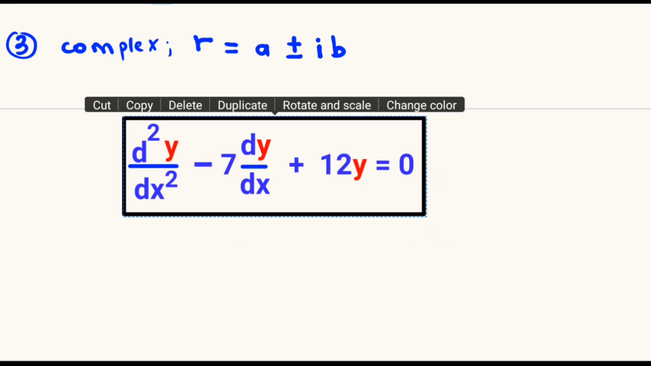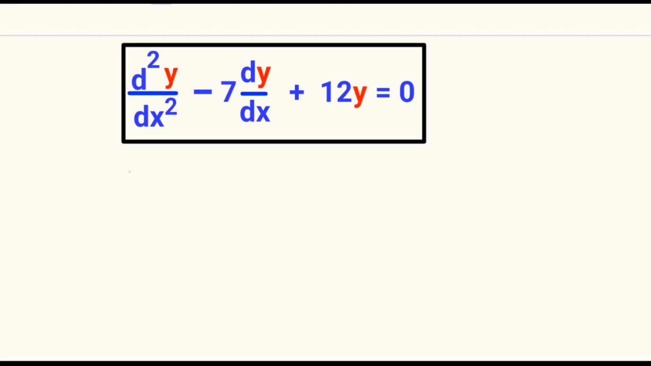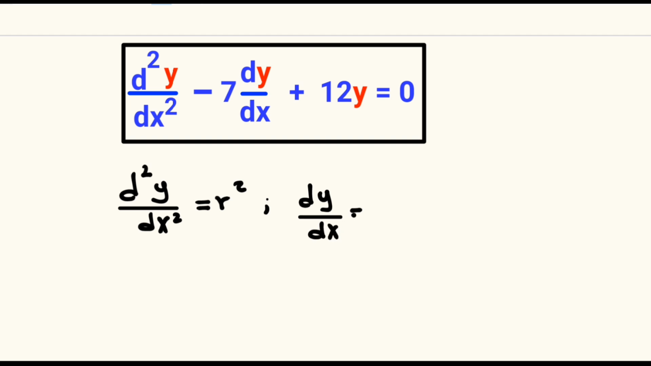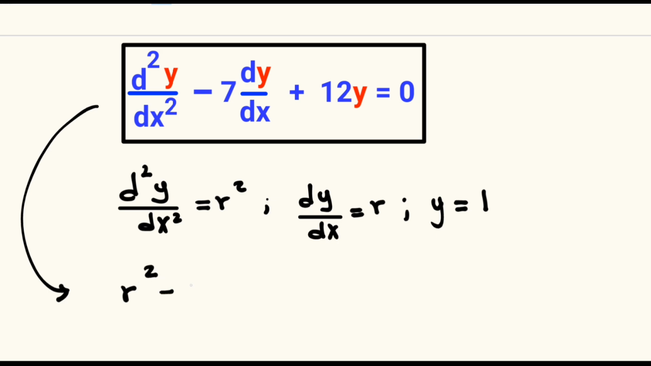For the first question, the first step will be for us to determine the auxiliary equation. So the second derivative of y with respect to x will be equal to r squared, and the first derivative of y with respect to x will be equal to r. The y itself will be equal to 1. So from this equation, the auxiliary equation will be r squared minus 7r plus 12 multiplied by 1, which is 12, and this will be equal to 0.